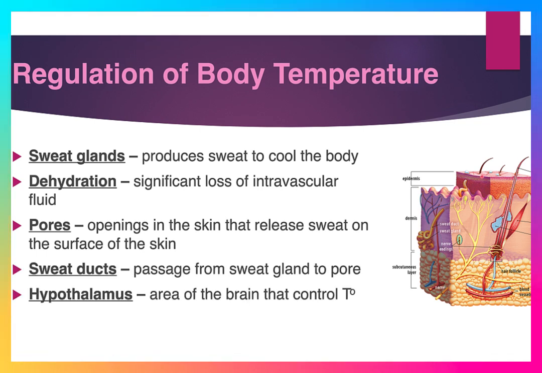Now, the area that controls body temperature is the hypothalamus. That is the part of the brain that's responsible for controlling when we sweat, when we don't sweat, etc. And it's an autonomic function. It's not something that you can control.